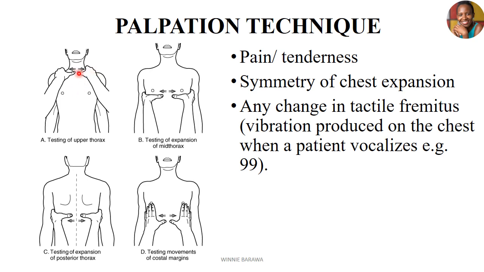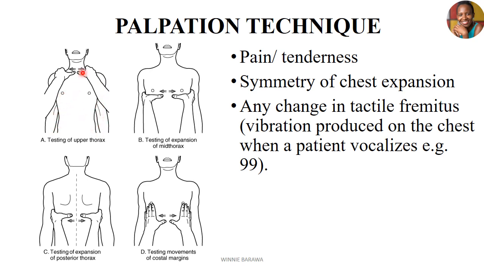For the upper thorax, you're supposed to start at the upper region, at the jugular area here. You will place your thumbs at the midline in a way that they're almost touching each other or they're touching each other. And your patient should be placing their arms or their hands on the sides, like you can observe on our client here.